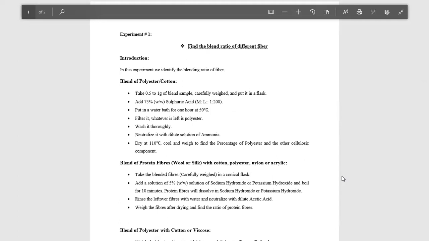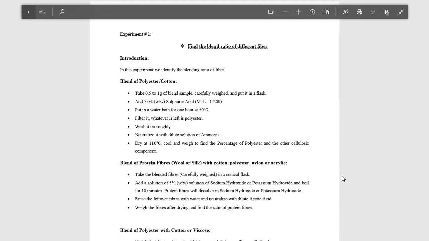Today I tell you about how we can find out the blending ratio of different fibers. So for this experiment, I tell you about the blending ratio of different fibers.